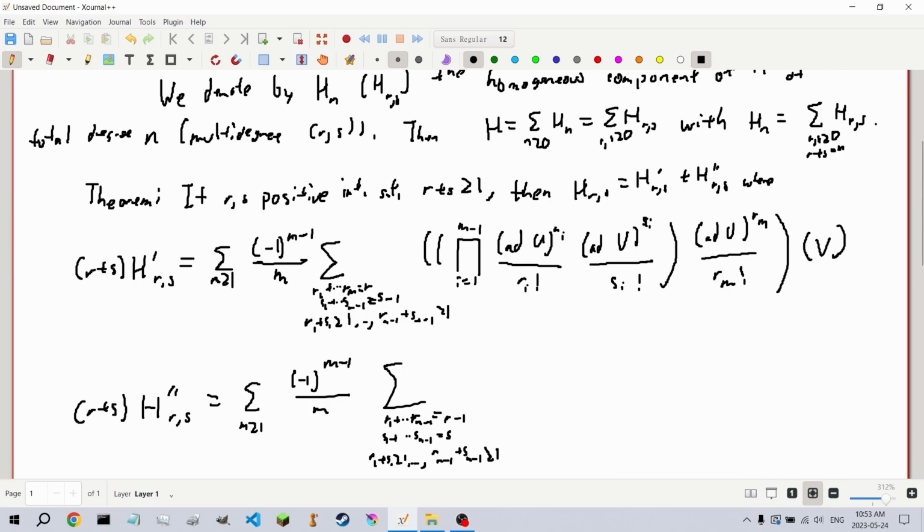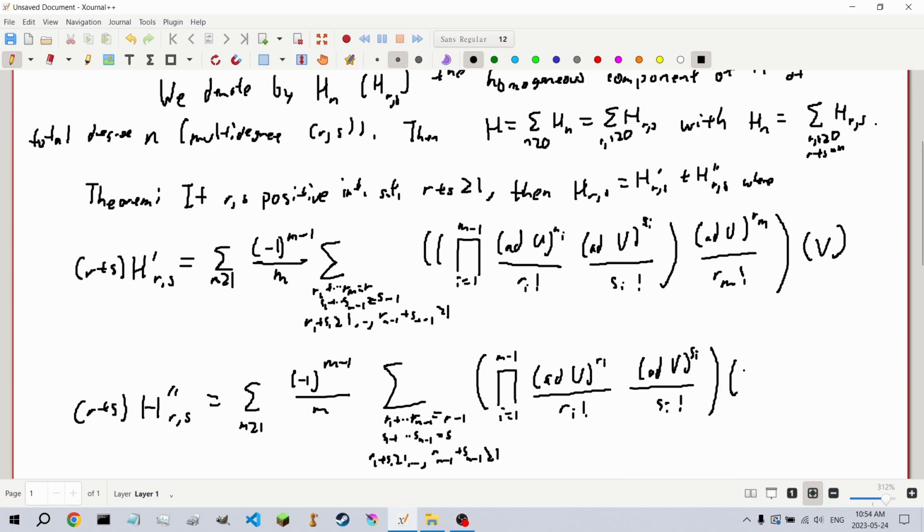And this time it's a bit simpler, our inner term. It's the product from 1 to m minus 1 of r_i copies of the adjoint of u over r_i factorial, times s_i copies of the adjoint of v over s_i factorial, all acting on u.